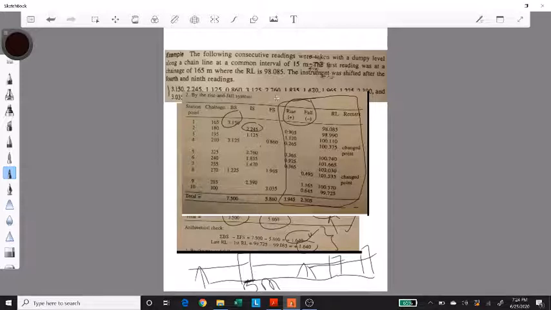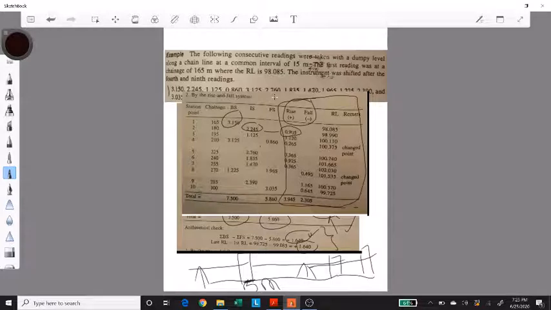That would always be backside minus foresight, or backside minus intersight in this case. So backside was 3.15 minus the first intersight 2.245. That gives us a positive answer, so that means it is a rise. Had it been a negative answer, that would have been a fall. This basically means that the second point is at a greater elevation than the first point.